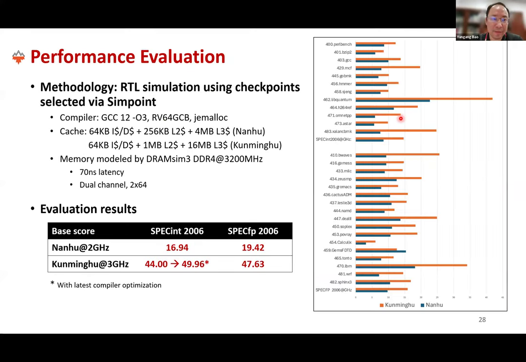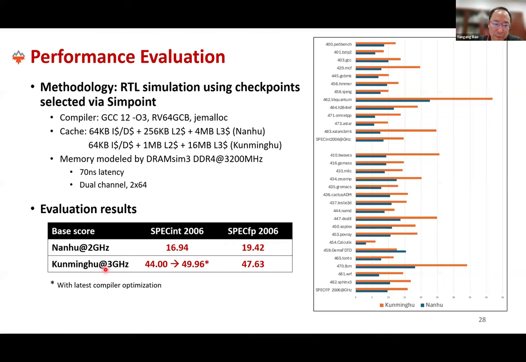So how about the performance? We use different methods of performance evaluation. One methodology is RTL simulation using checkpoints. We also use FPGA evaluation and large-scale emulation. The evaluation results are as follows. For Nanhu at 2 gigahertz, the SPEC CPU integer 2006 score is about 16, almost 17. And for SPEC floating point 2006, it is almost 20.